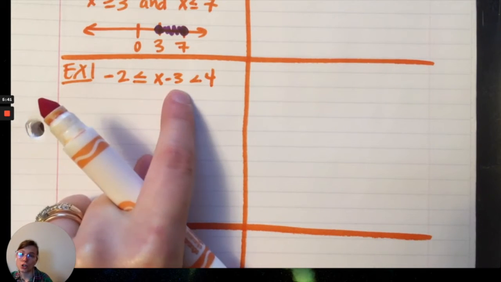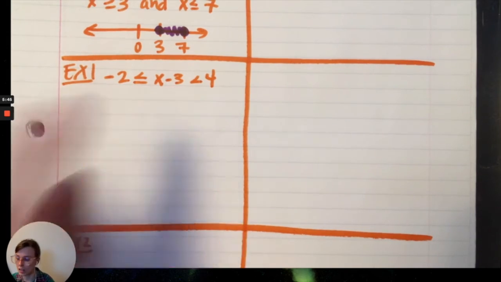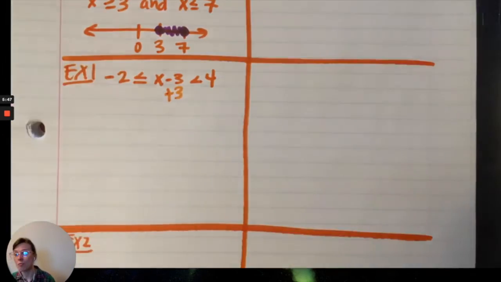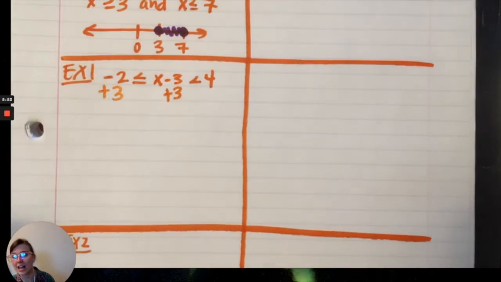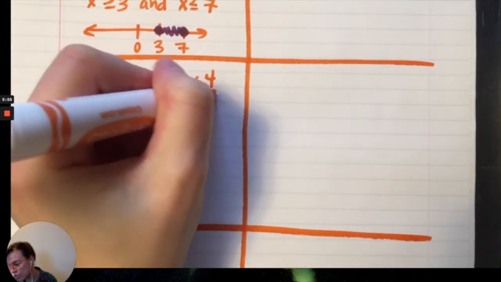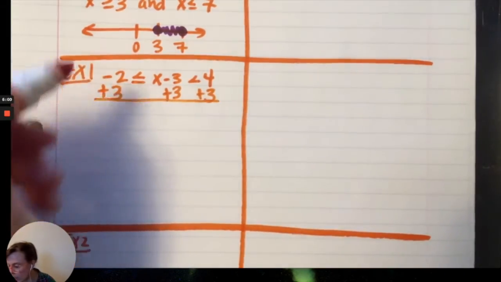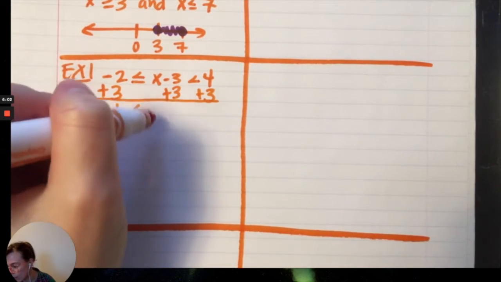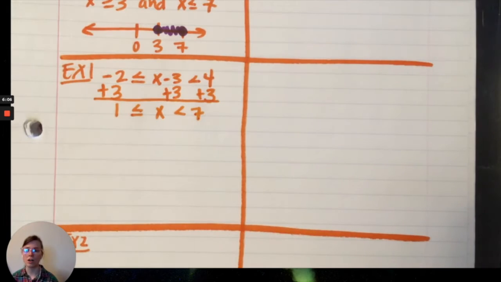I need to undo this minus 3. So how do I undo a subtraction of 3? I'm going to add 3, but I have to do it to both sides. Well, I have 3 sides, so I have to add it over here to the negative 2 and to the positive 4. And then I draw my big long equal sign, and we get that.